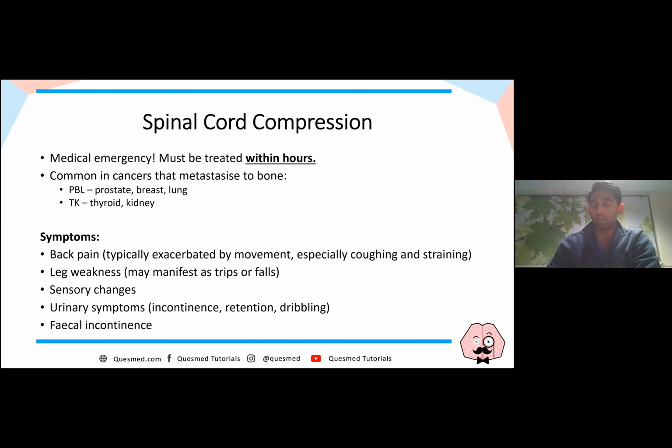And hopefully that will reduce the amount of compression on whatever is being compressed. In this case, it's the spinal cord. Because you give high-dose steroids, you tend to do blood glucose monitoring, and you get them the urgent MRI spine within 24 hours. Okay, and when you do the MRI spine, you ask two questions.